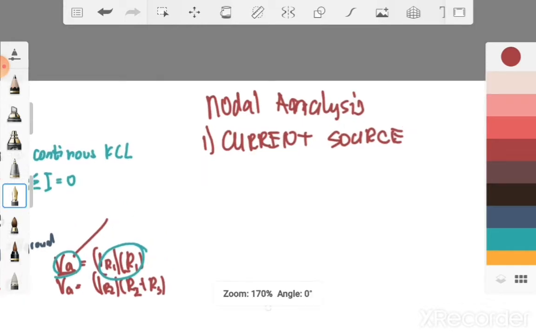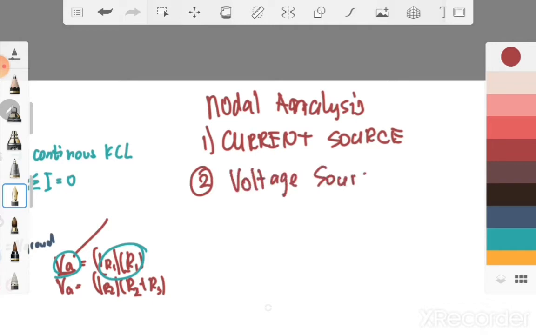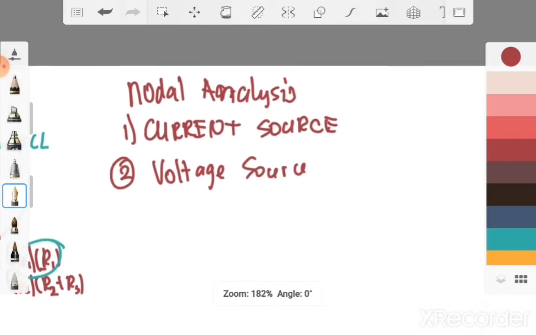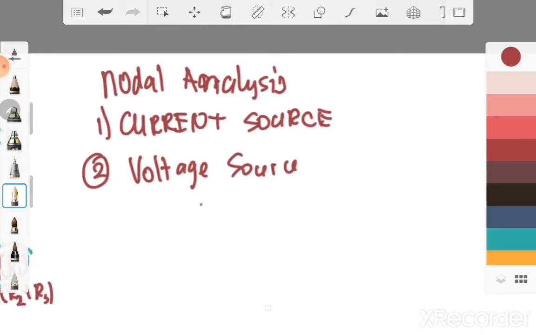And then, the second one is your voltage source. Okay. Your voltage source case has 2 cases. Meron tayong tinatawag na your voltage source can already be the source of that node. And then second one is that it is a super node. Okay?